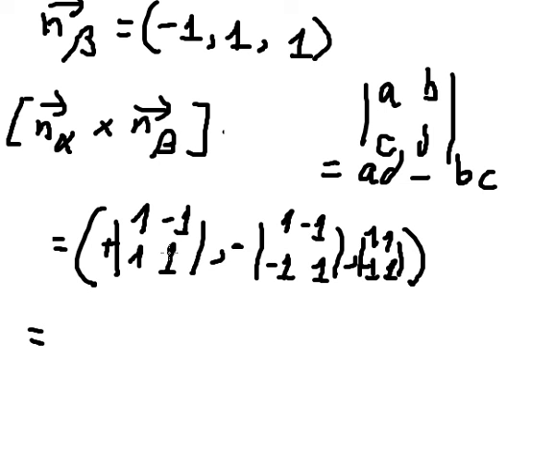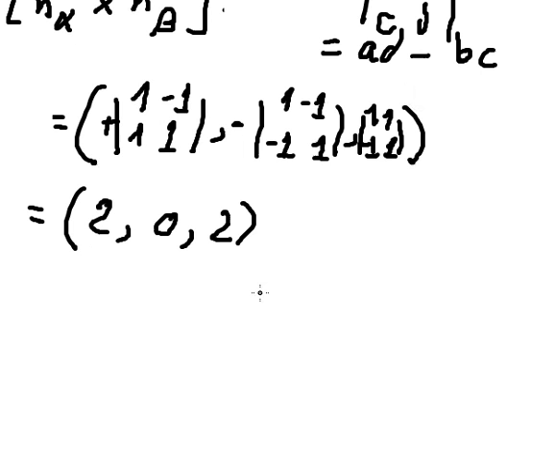So 1 with 1, we have positive 1, minus 1 with negative 1. So we have positive 1, 1 plus 1, we have 2. This one we have positive 1. This one we have negative 1, because negative with negative is positive. However, we have another negative sign, so this one we have 0. This one we have 1 with 1 is 1. Negative with negative, 1 with 1, we have positive 1. So we have 2.